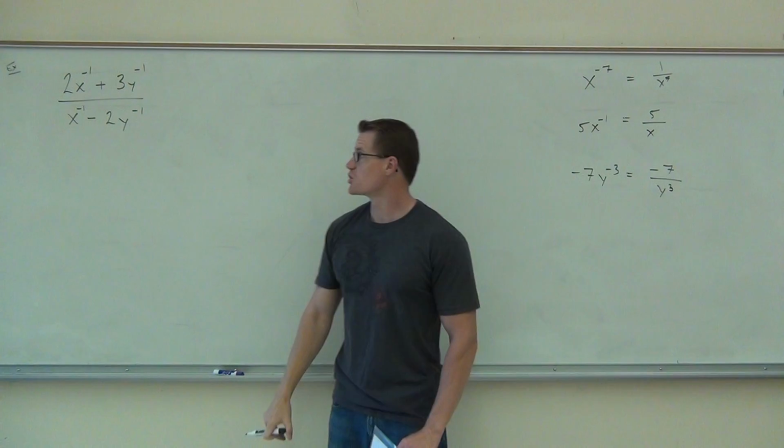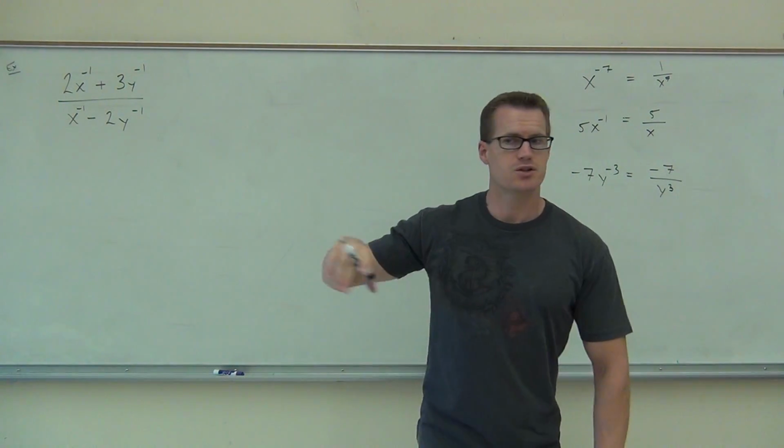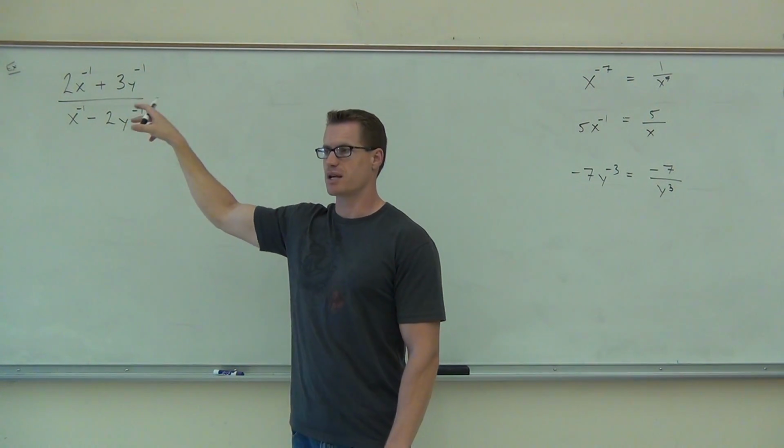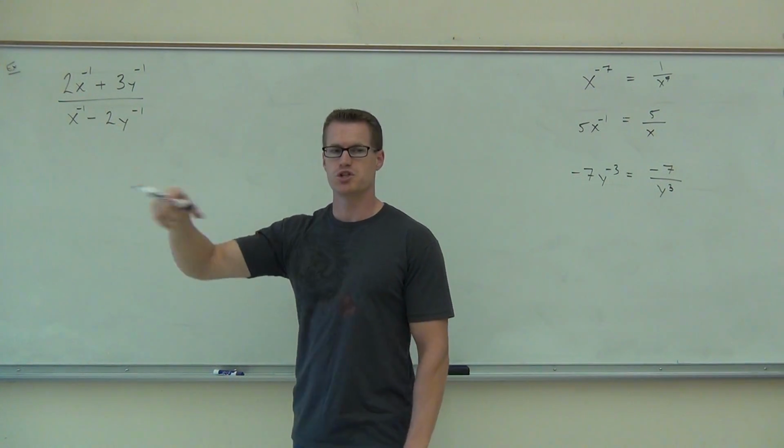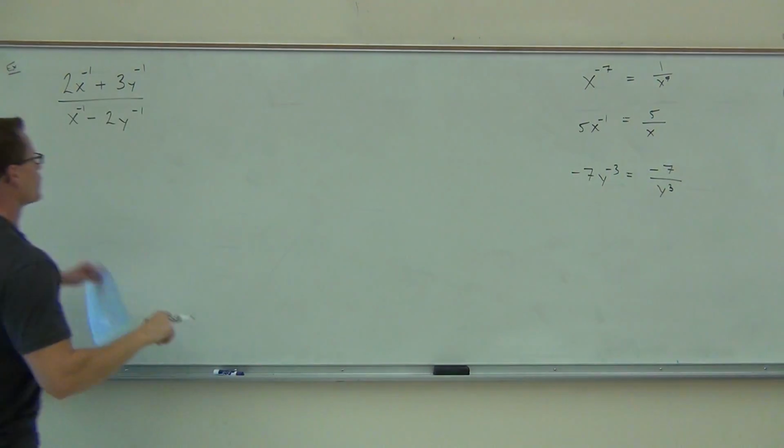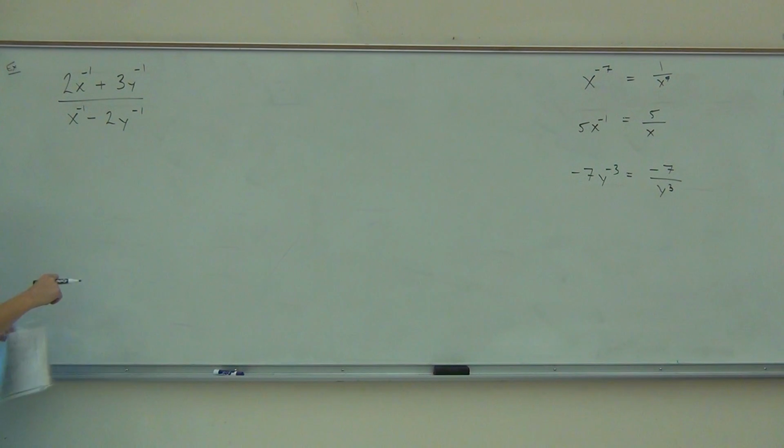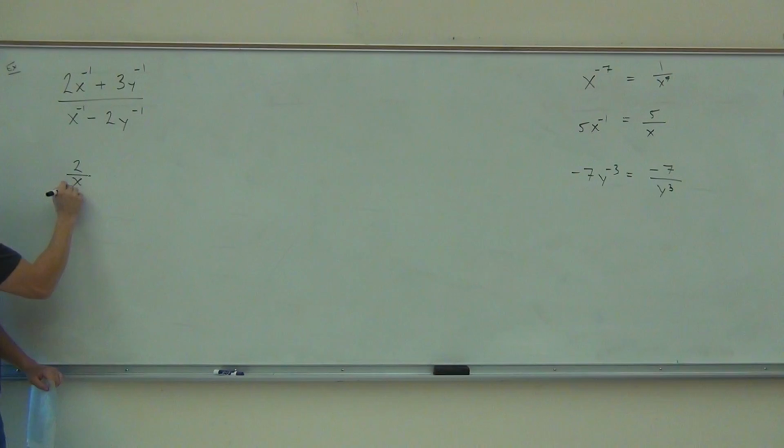Good. All right. So let's apply what we just learned to this thing. Can we get rid of negative exponents? We're just going to do it term by term. So let's all look at this together. What does 2x to the negative 1 become, please? Perfect. Yeah, that's exactly what we did over there. Then we have this plus sign.